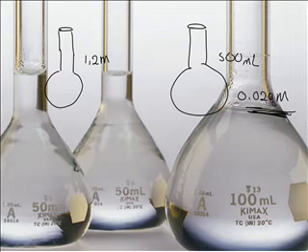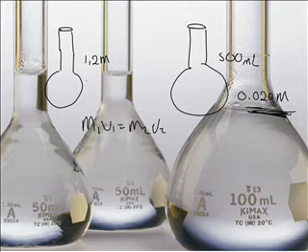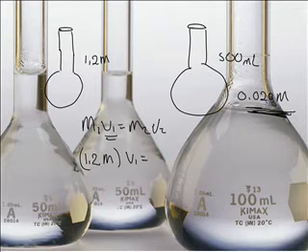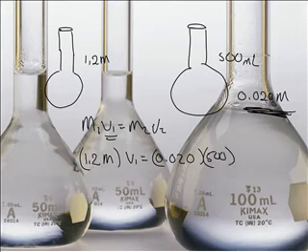So to do this, we're going to, of course, use our equation M1V1 equals M2V2. So we're going to try and solve for V1. So M1 is 1.2 molar times V1 is equal to M2, that's this number, the 0.020, times 500. So I take both sides, divide by 1.2, so 0.02 times 500 divided by 1.2. You should do this on your calculators too, so you know how to do this. And I get V1 to be 8.33. And since this was in milliliters, this will be milliliters as well.